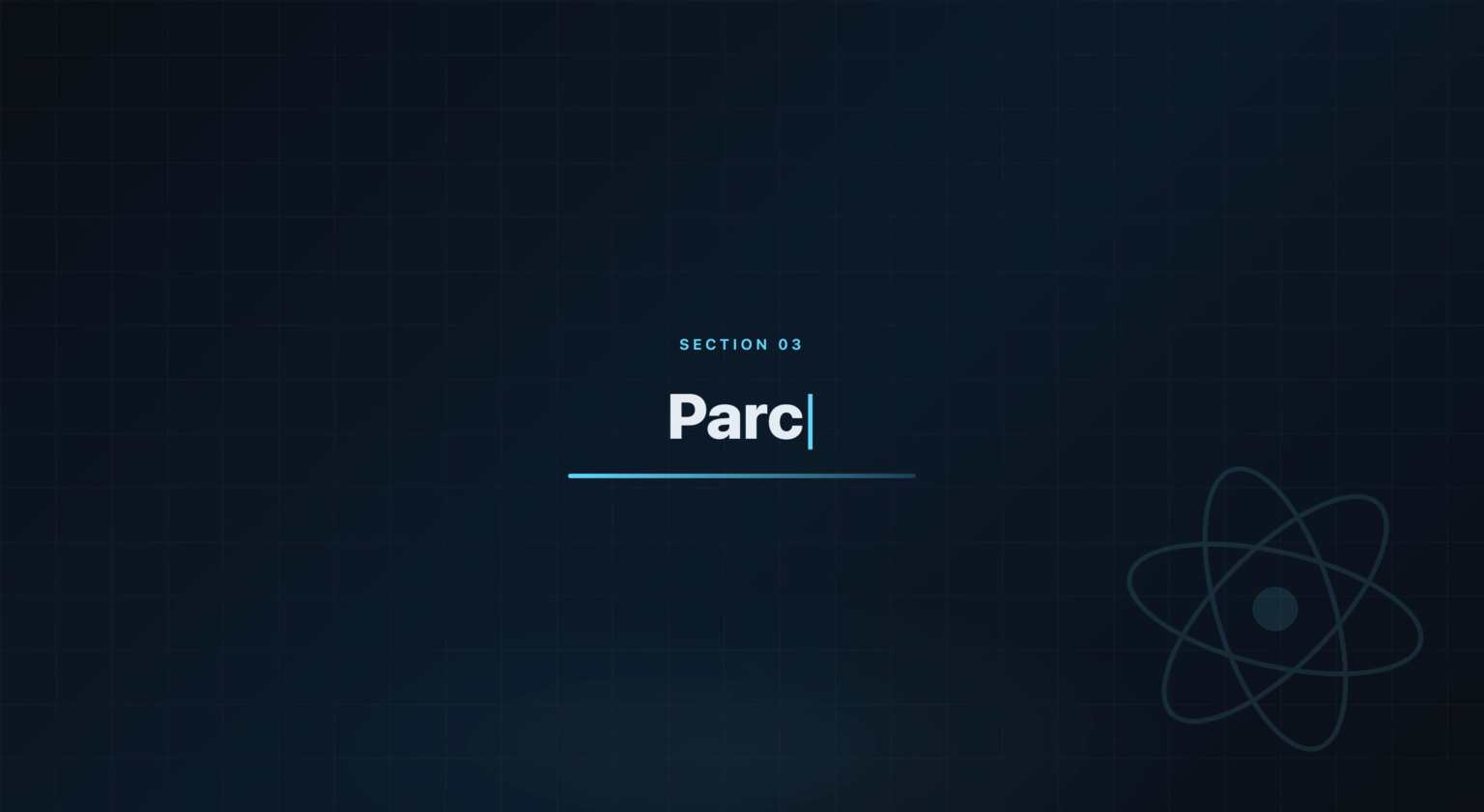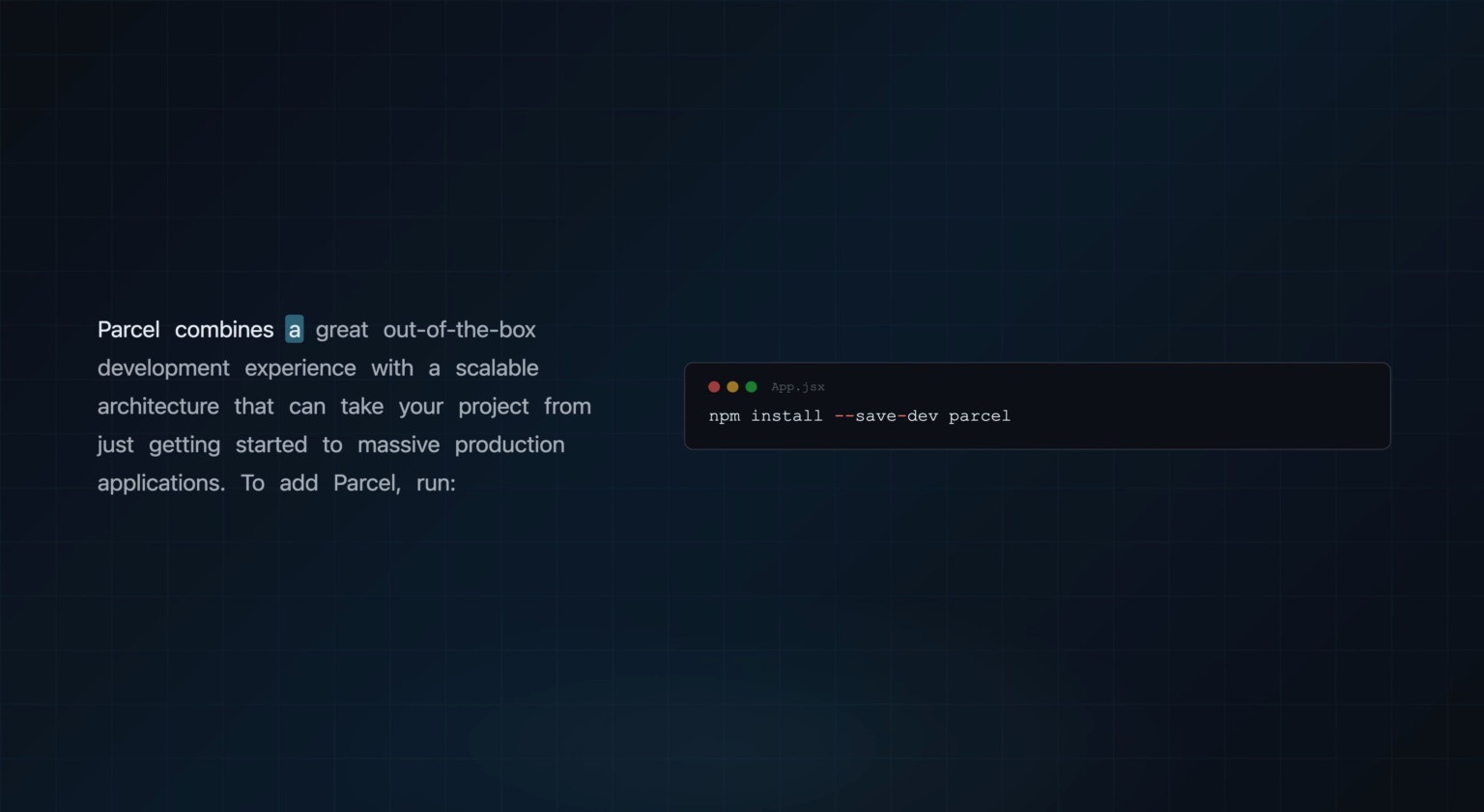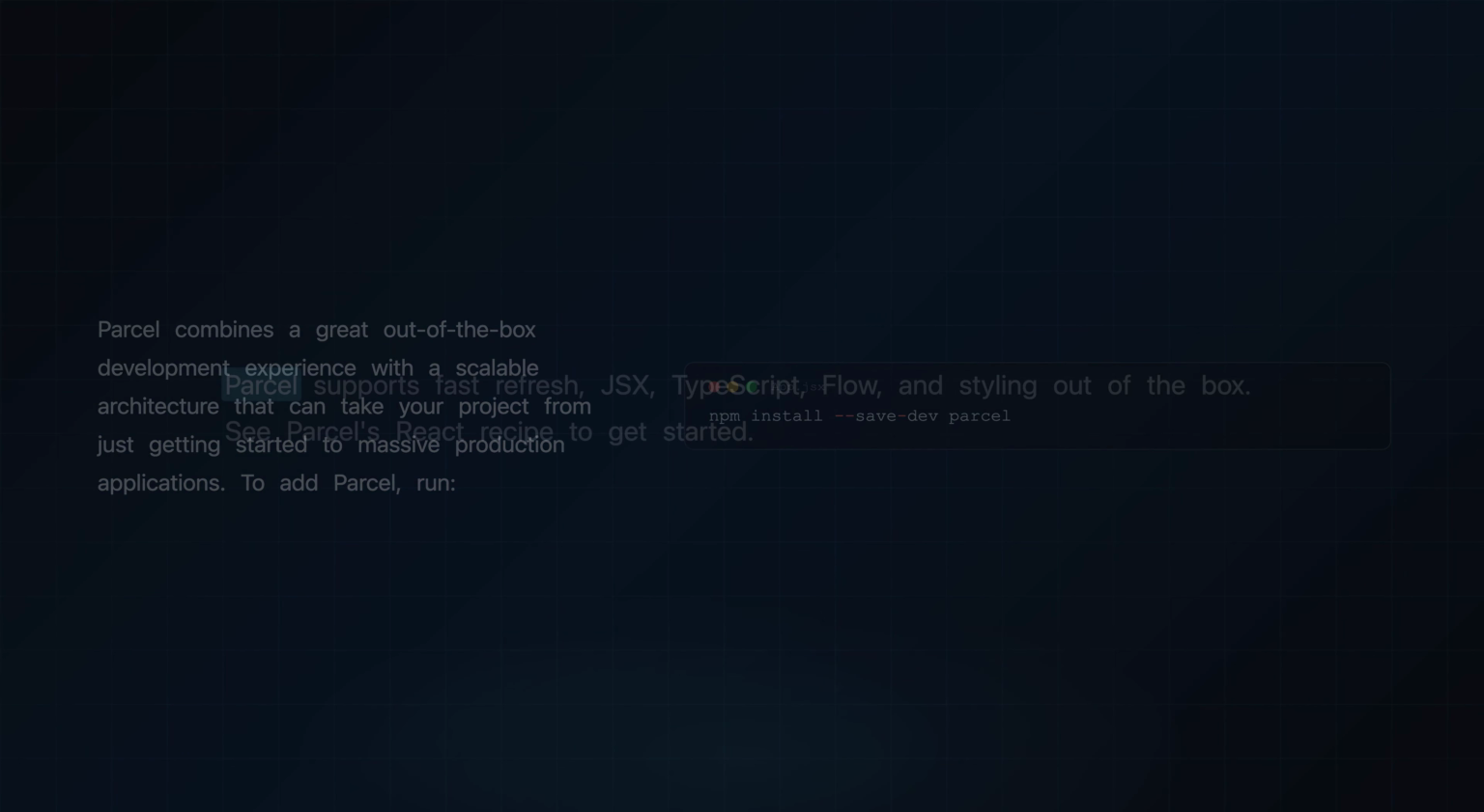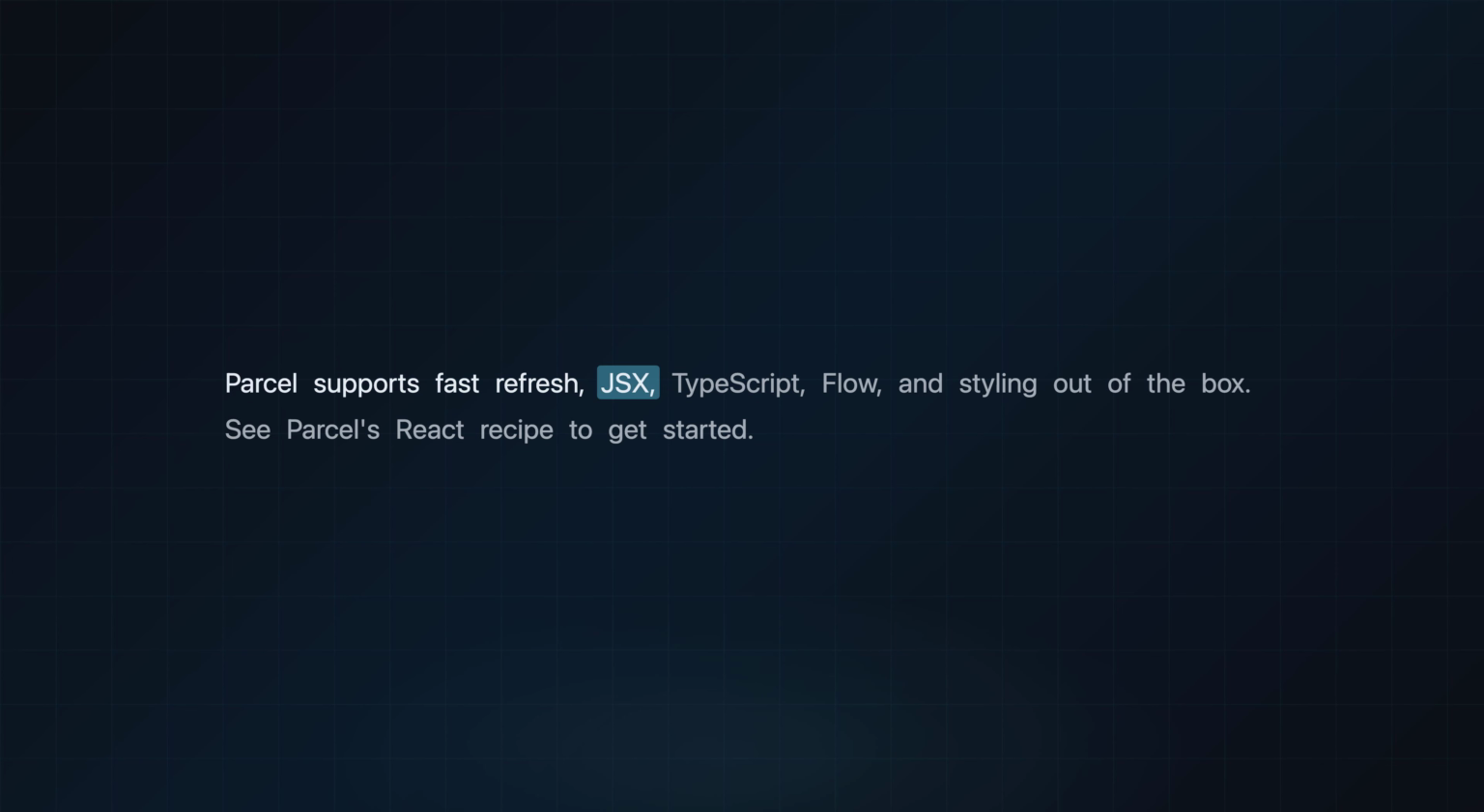Parcel. Parcel combines a great out-of-the-box development experience with a scalable architecture that can take your project from just getting started to massive production applications. To add Parcel, install it as a dev dependency. Parcel supports fast refresh, JSX, TypeScript, Flow, and styling out of the box. See Parcel's React recipe to get started.